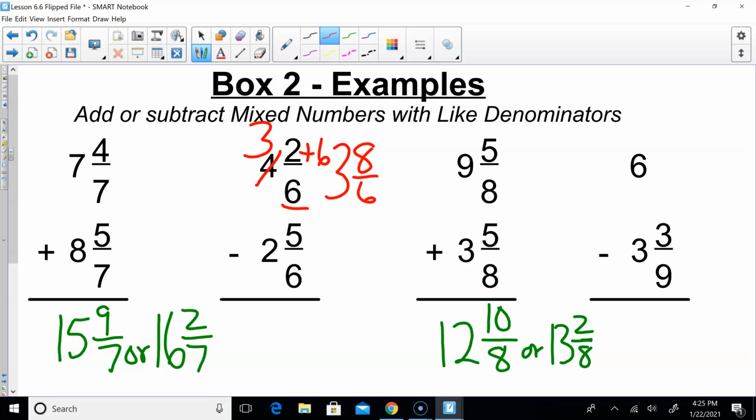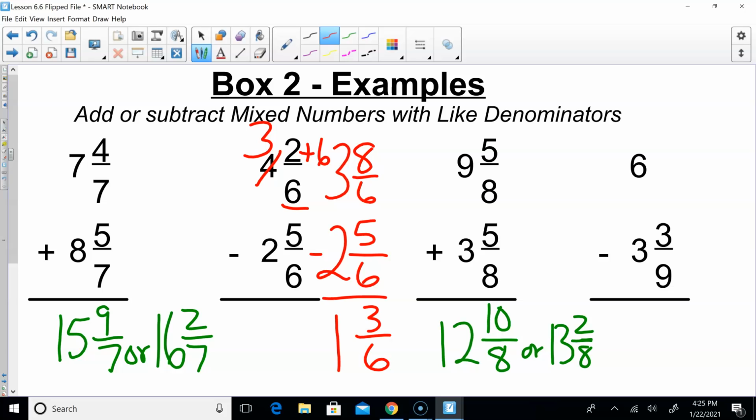I like to write on the side because there are a lot of things going on right there. Don't get confused. Minus 2 and 5/6. Now I can subtract because 8 is bigger than 5, so I get 3/6 for my fraction. 3 minus 2 is 1, so my answer would be 1 and 3/6.